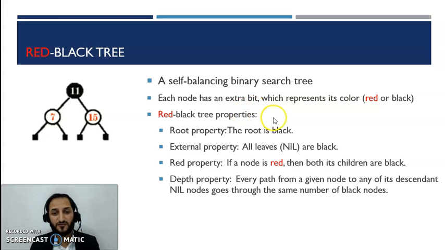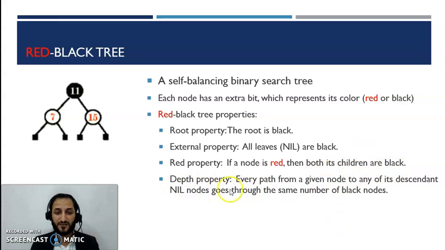Then we will have the properties. We have the root property, which is that the root is black. The external property, and here we have that all leaves are black. The null values are black. We consider them as black. The red property: if a node is red, then both of its children are black.